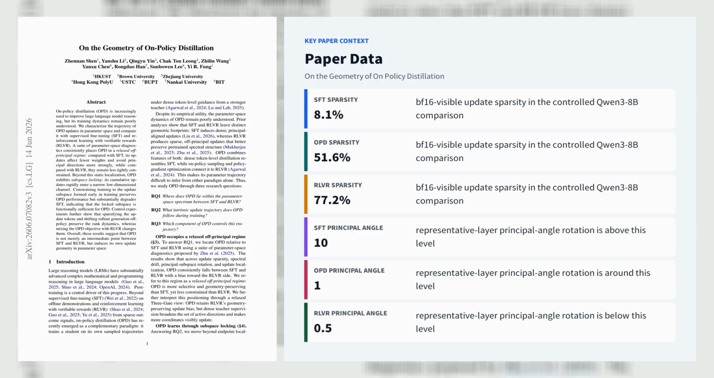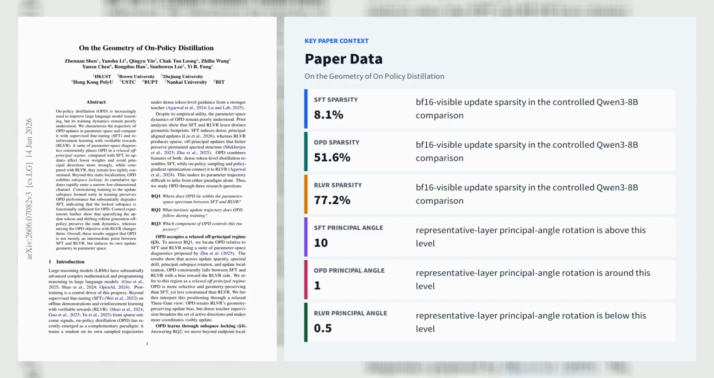Let's explore the third paper on the geometry of on-policy distillation. On the Geometry of On-Policy Distillation studies post-training dynamics in Qwen 3 reasoning models and shows that on-policy distillation, or OPD, is neither supervised fine-tuning nor reinforcement learning with verifiable rewards, but a distinct geometry in parameter space. Using BF16-aware sparsity, principal angle rotation, normalized spectral shift, and update mask localization, the paper finds that OPD sits in a relaxed off-principal regime.